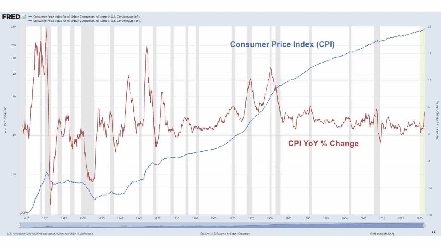And we measure inflation as a percent change, but the magnitude, the direction, and the duration of that change matter. Take a look at the long-term chart of CPI. In blue is the price of the index, and in red is the year-over-year percent change. Over the past 100 years, CPI has generally increased. The year-over-year change has almost always been positive.